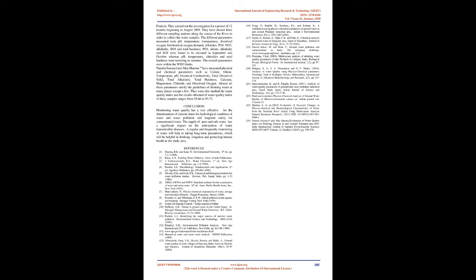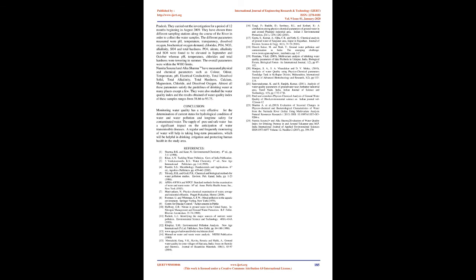The different parameters measured were pH, temperature, transparency, dissolved oxygen, biochemical oxygen demand, chlorides, PO4, NO3, alkalinity, SO4 and total hardness. PO4, nitrate, alkalinity and SO4 were found to be elevated in September and October, whereas pH, temperature, chlorides, and total hardness were towering in summer. The overall parameters were within the WHO limits.